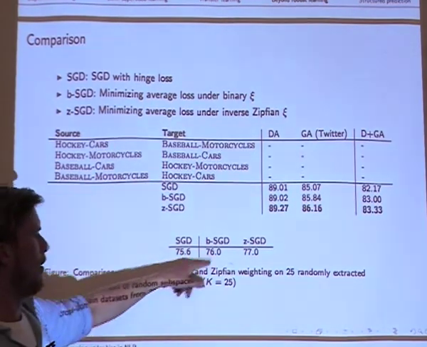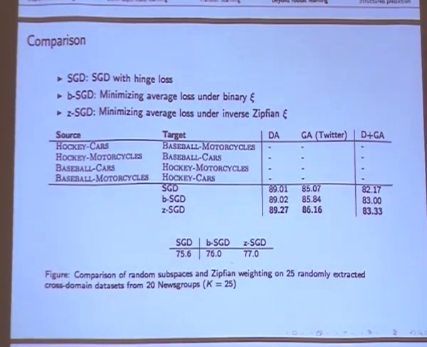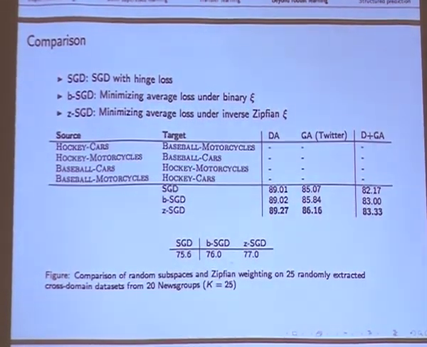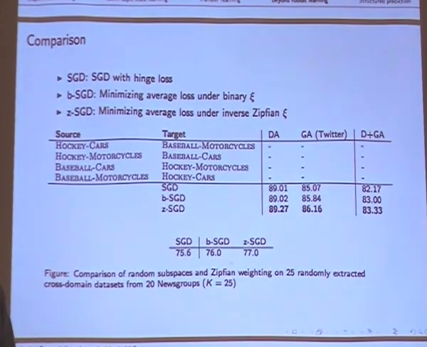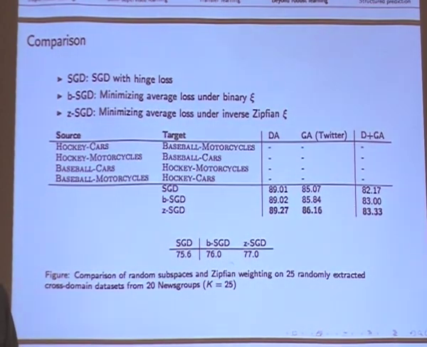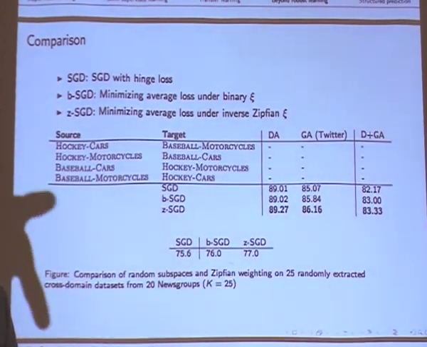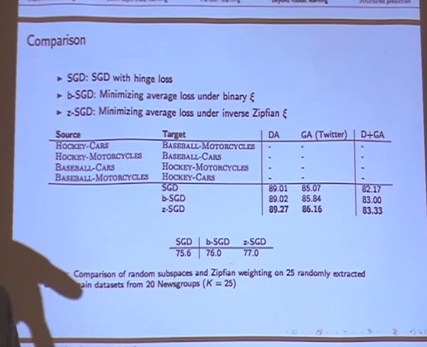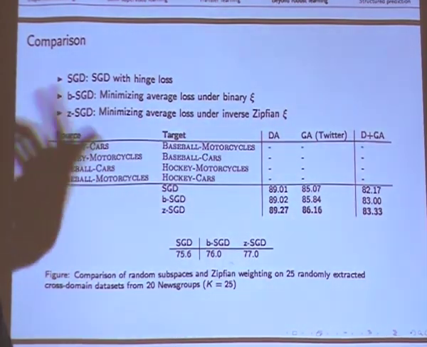This is over 25 randomly extracted data sets. I hope you get the difference. So I'm just extracting these Zipfian real-valued, or inverse Zipfian, vectors rather than binary vectors, and just multiplying them into the data set.